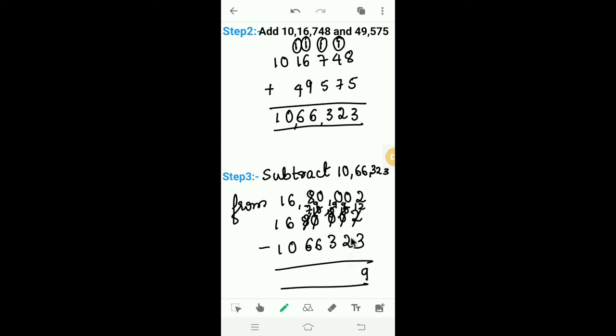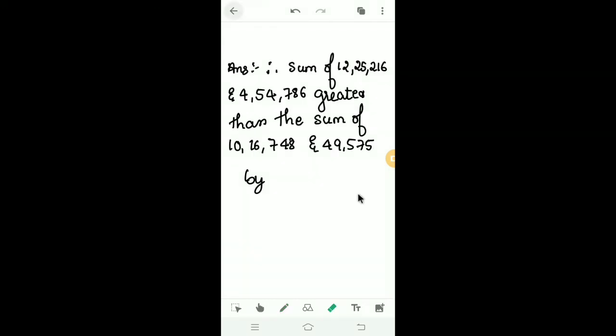9 minus 2 is 7. 9 minus 3 is 6. 9 minus 6 is 3. 7 minus 6 is 1. 6 minus 0 is 6. 1 minus 1 is 0. So the answer is 6,13,679.